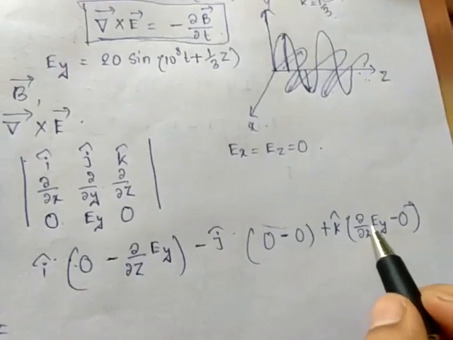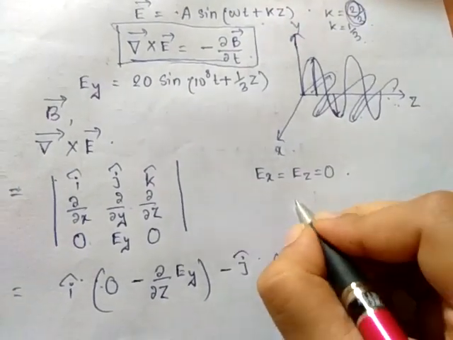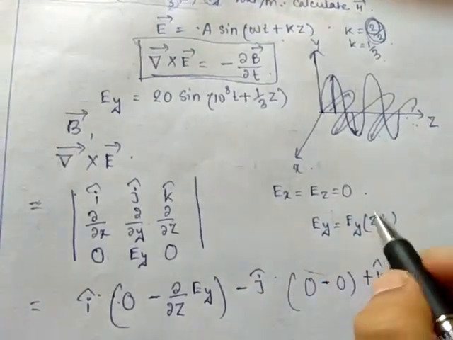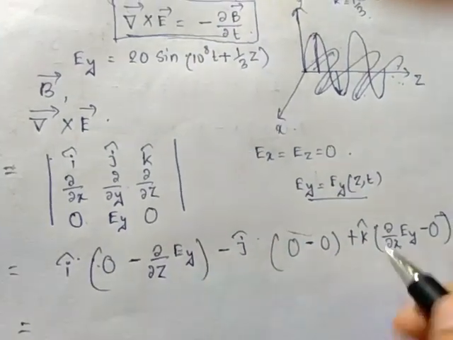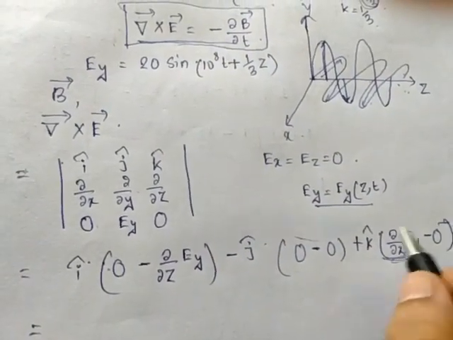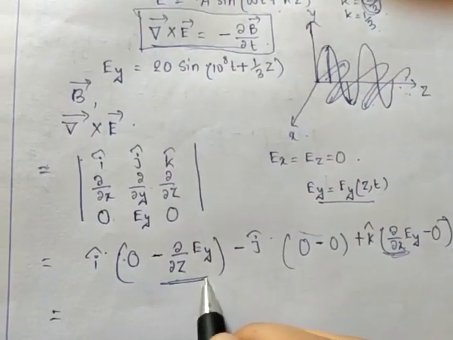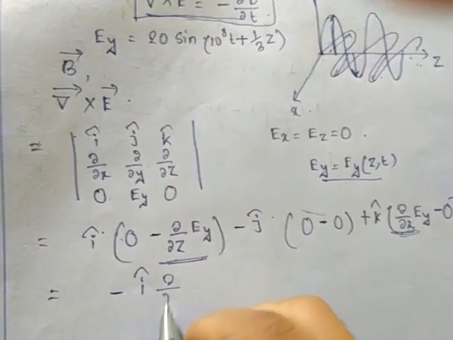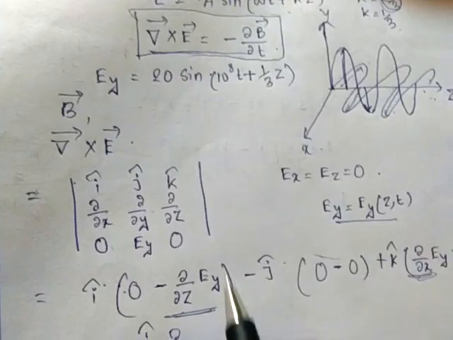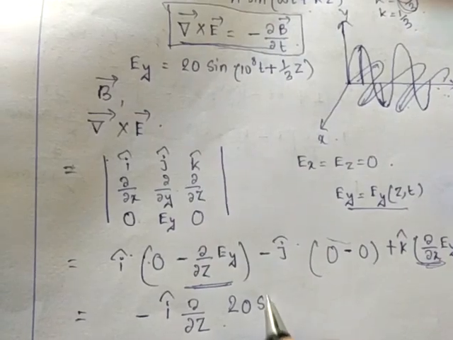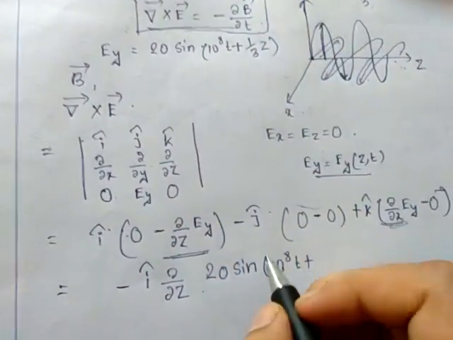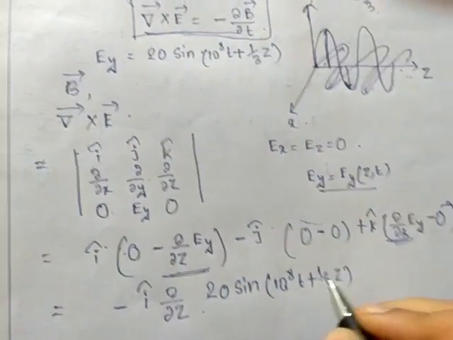Now Ey is a function of z and t. So del x of Ey will be 0, but del z of Ey will remain. So we will put i cap del z of Ey. Now we are putting this value, 20 sine (10 to the power 8 t plus 1 by 3 z).